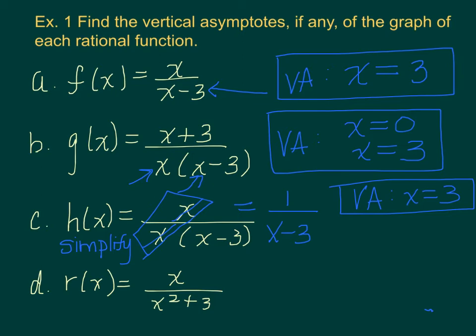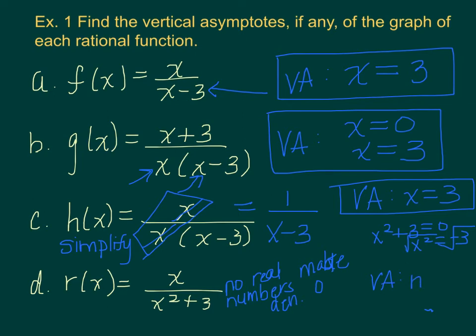And then part D. If you notice, there are no real numbers that make the denominator 0. So no matter what value you plug in for x, there's no way you can make it 0. And if you don't believe me, you can always set it equal to 0. What's going to happen is you're going to take the square root of a negative, so you won't get a real number. So in this case, for the vertical asymptotes, there are none.